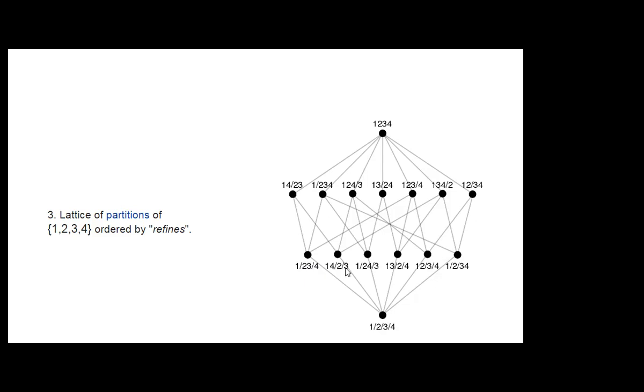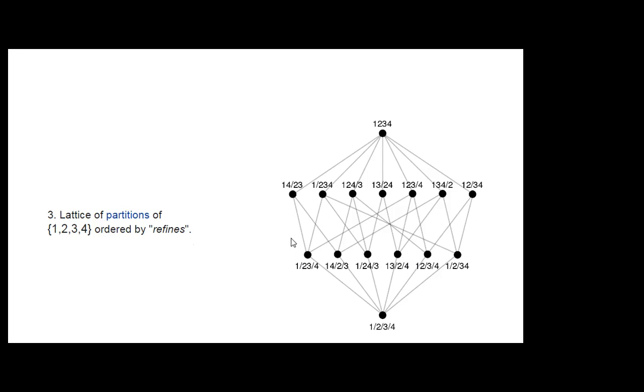Then 1, 4, 2, and 3. Then what next will be 1, 2, 4, 3. Then 1, 3, 2, 4. Okay. Then 1, 2, 3, 4. And last is 1, 2, and 3, 4. Okay. How the calculations, or how the division, is taken here. Okay, the refining operation, how it is performed, that we can see.